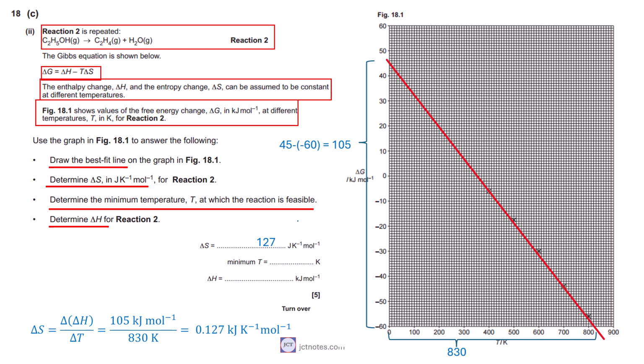The minimum temperature at which the reaction is feasible is when Gibbs free energy becomes negative. Using the line in the graph, we see that it is 0 when the temperature is 350 Kelvin, or similar values, depending on your graph. At higher temperatures, Gibbs free energy is negative, so the answer is 350 Kelvin. The enthalpy change is the y-intercept. When T equals 0, the value of enthalpy change is equal to 45 kilojoules per mole.